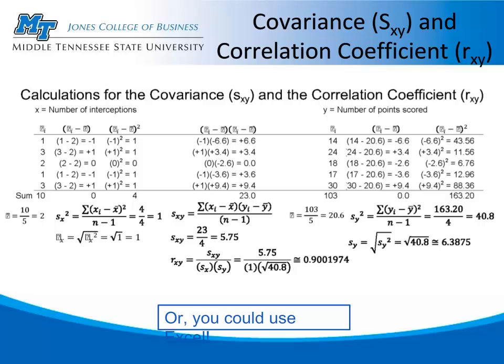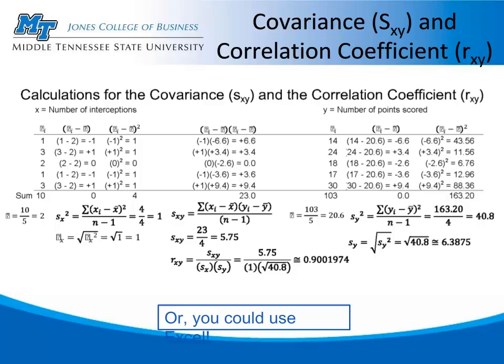Now the covariance is the new thing. You take the deviation of x from its mean and you multiply it times the deviation of y from its mean. So the first x value is a 1. The deviation from the mean is a -1. The first y value is 14. The deviation from the mean, the 20.6, is a -6.6. So in the middle is where we're multiplying the two deviations together. You've got a -1 times a -6.6, which gives you a +6.6.